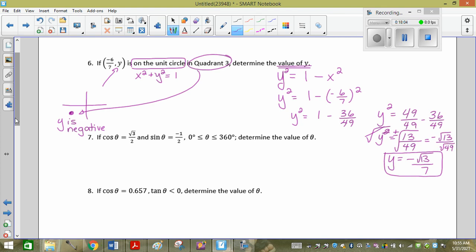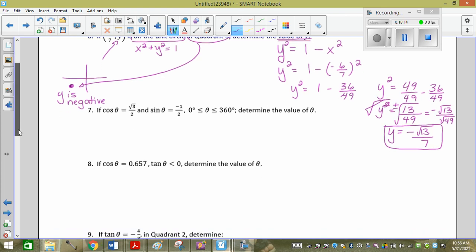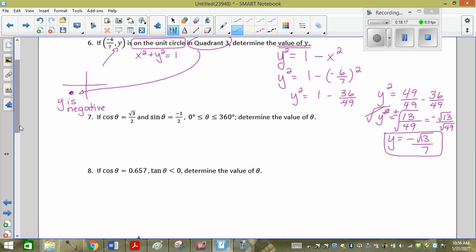In grade 10, you were taught you can split them. For 7 and 8, let's say, I'm giving you a trig ratio, asking you for an angle. What do I have to do? The 3 steps, right? Give you a trig ratio, ask you for an angle. First step, draw. Second step, reference angle. Third step, answer. Trig ratio, angle.